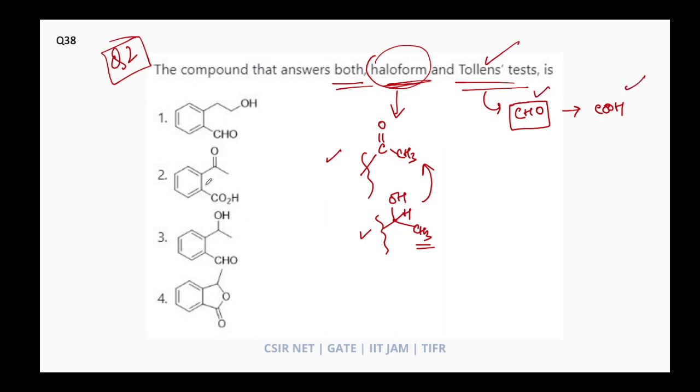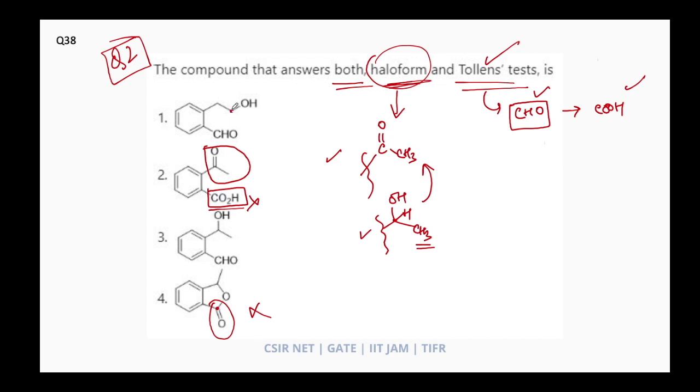So first of all you are going to eliminate this option. Why? Because this option already has a COOH. I know that you are looking over here also that it has COCH3, which qualifies for haloform but does not qualify for Tollens. The group is already oxidized. Similarly, this is an ester. This is already oxidized, does not qualify for both of them.